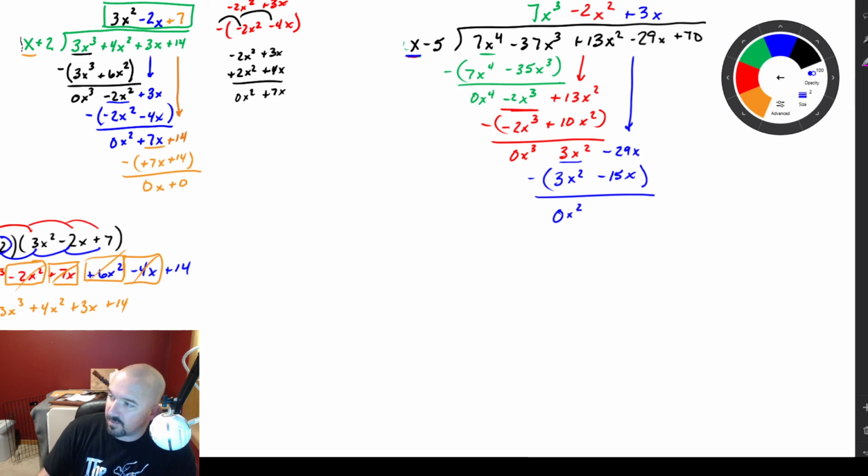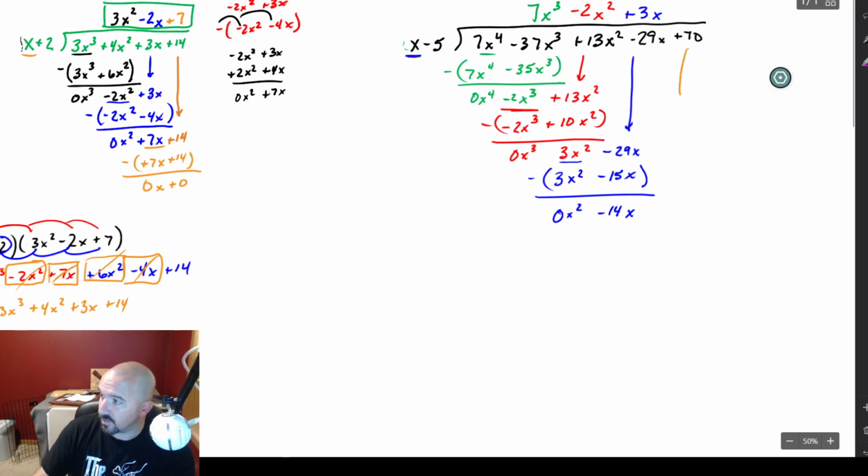Negative 29 minus negative 15. Minus a negative is going to feel like adding. So I've got a positive 15 and a negative 29. Subtract the two. 29 minus 15 is 14. Then, because the 29 was larger and its sign was negative, it becomes negative 14x. All done with that. So our last one here, we're going to bring down our 70.